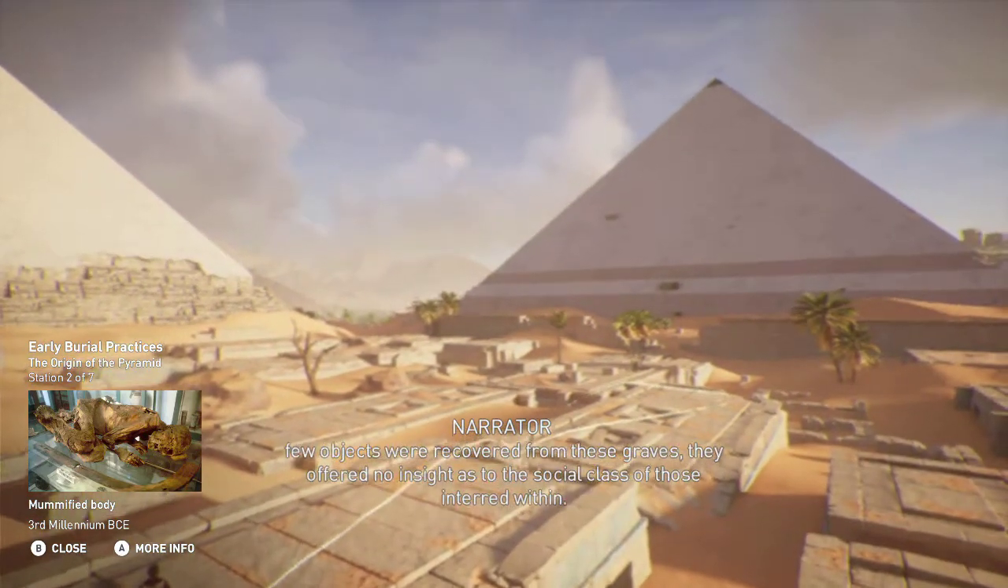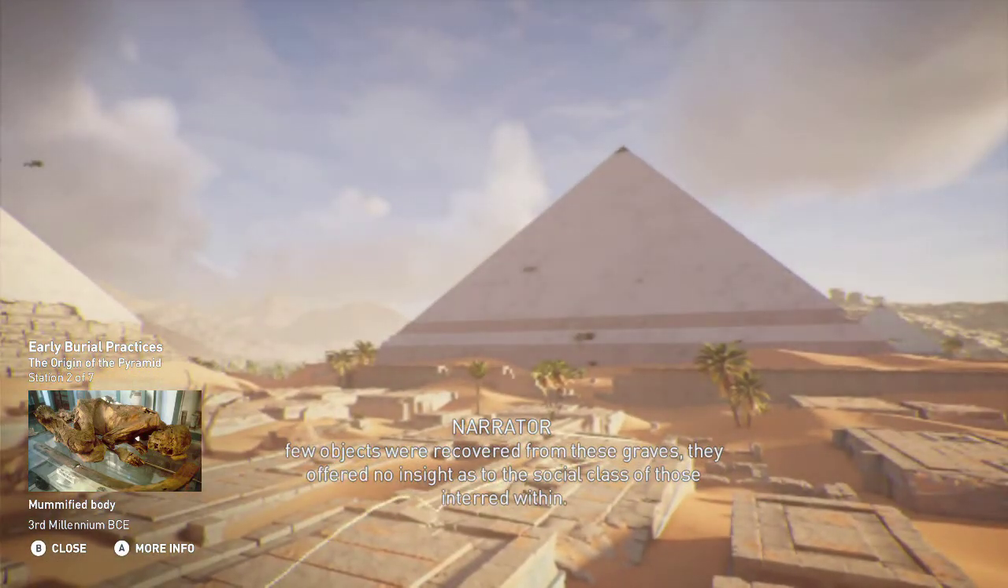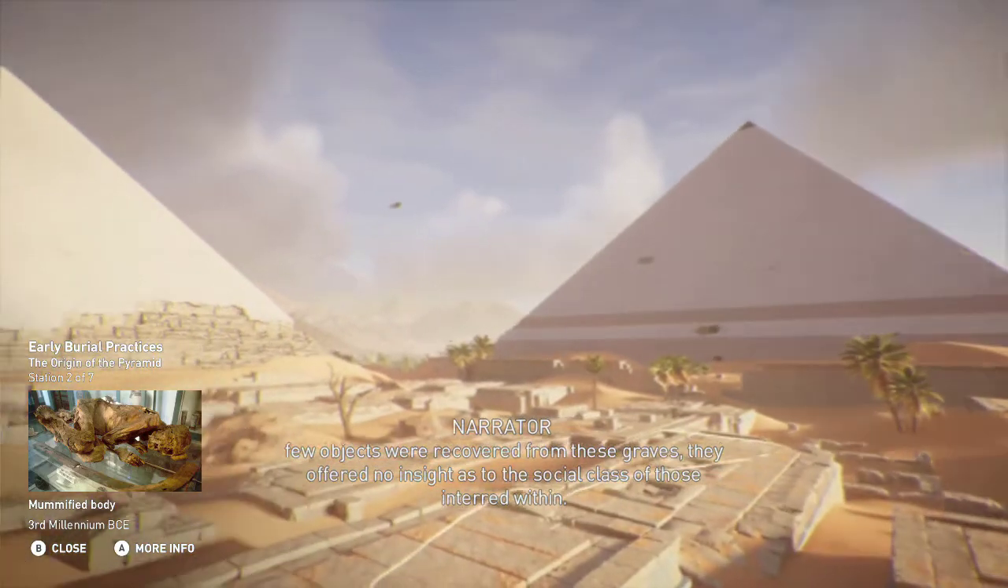Though a few objects were recovered from these graves, they offered no insight as to the social class of those interred within.